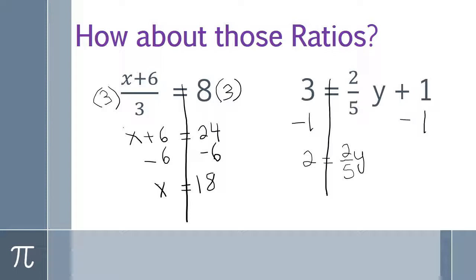multiplied by the y, and to get rid of the fraction, we can either divide by the fraction or multiply by the reciprocal, which is 5/2, which I think is easier than dividing by the fraction. So in this case, I'm going to end up with 5 equals y.